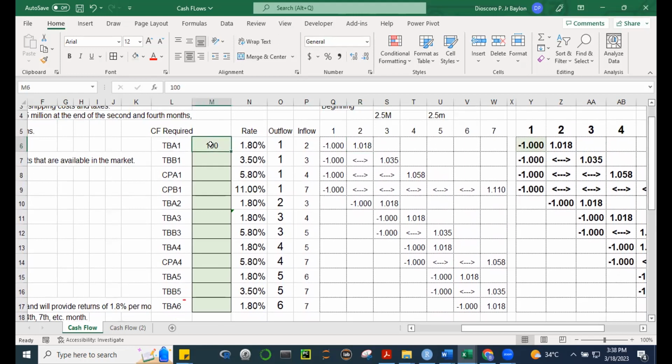Whatever you invested in TBA1, which you invested in month 1, how do I know that? It's an outflow on month 1. It will mature on month 2. And how much will I get in month 2? 1.018, which is our factor, multiplied by whatever you invested in month 1 of TBA1, right?